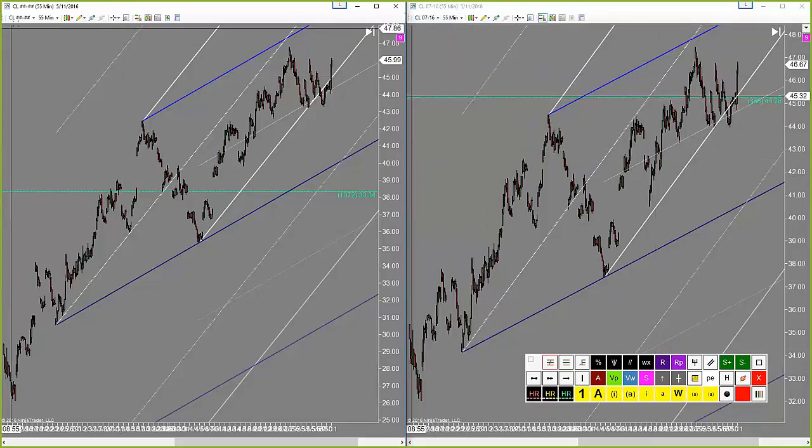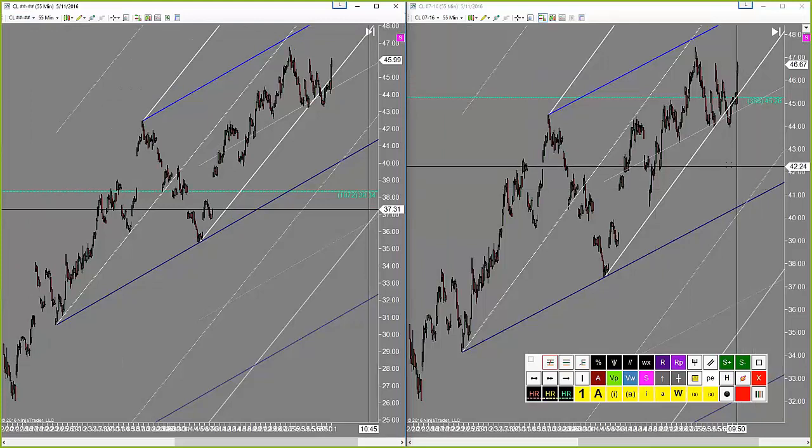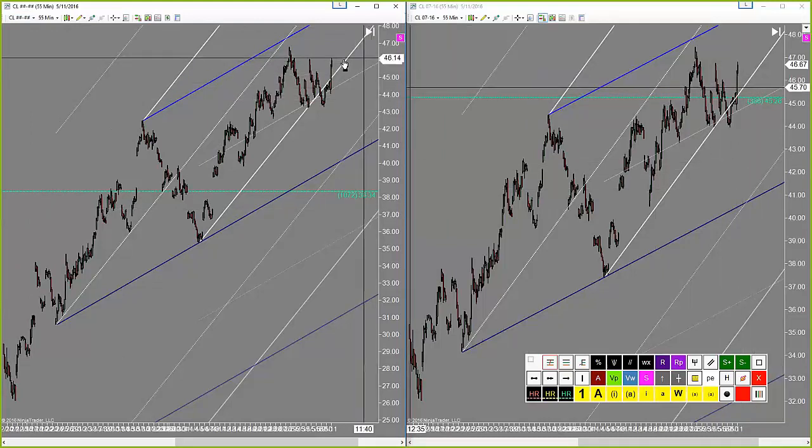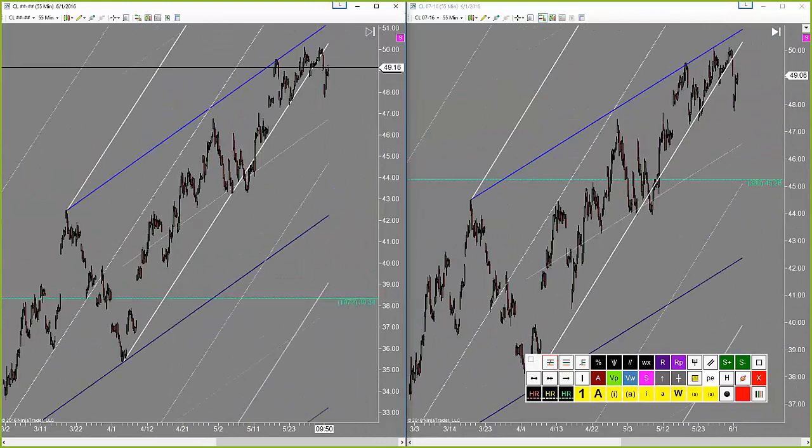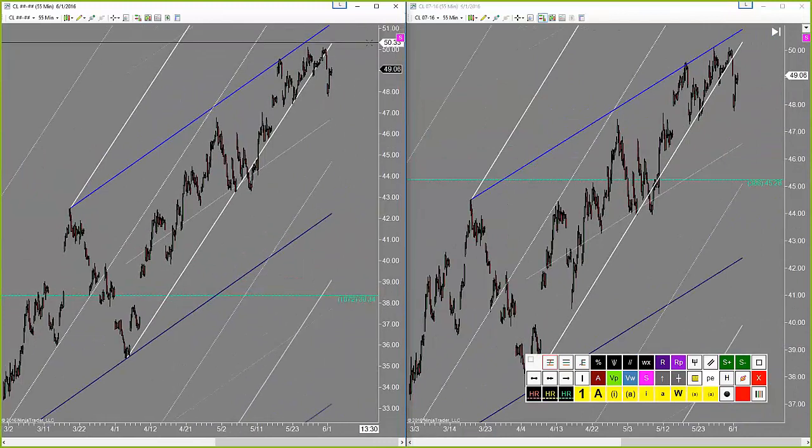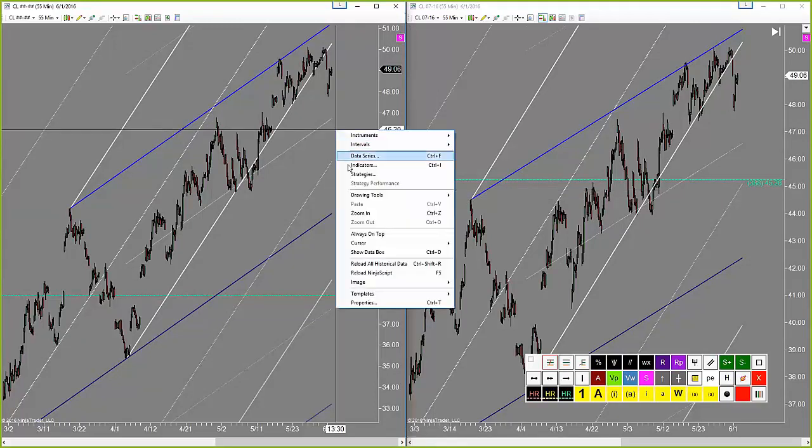Can't trade the continuous. And you don't have live data for the continuous unless you have IQ feed or Kinetick or something like that. If you have CQG, then you're not going to have the live data. But I can always right click and reload it to get an idea of where I'm at.